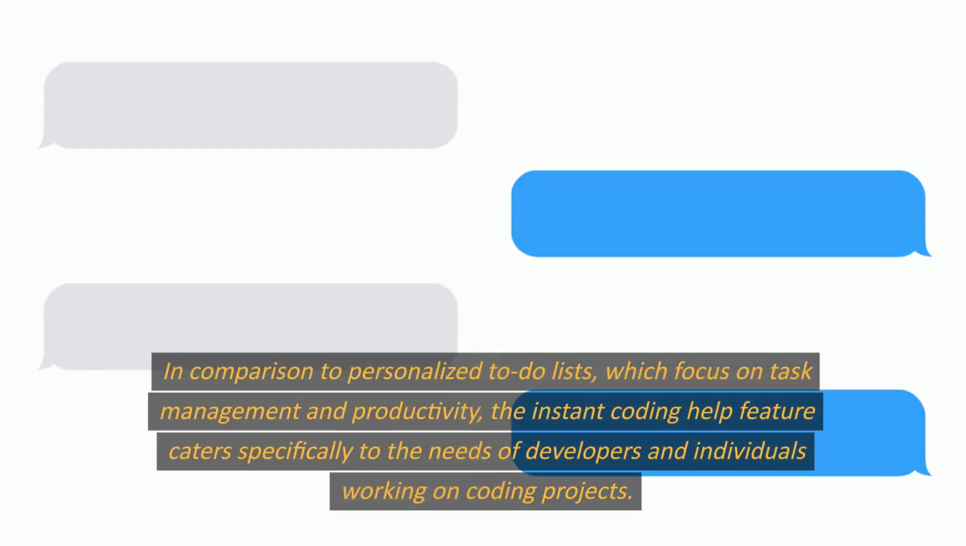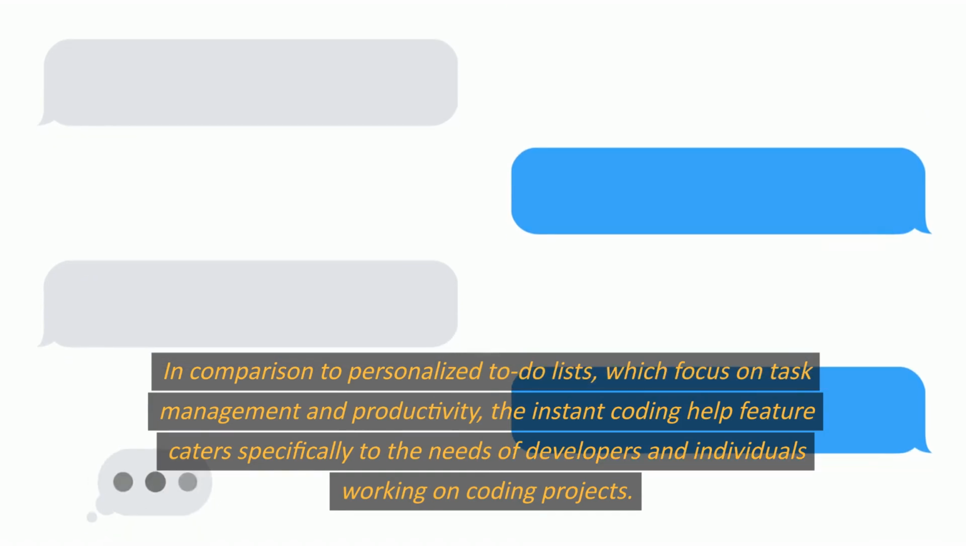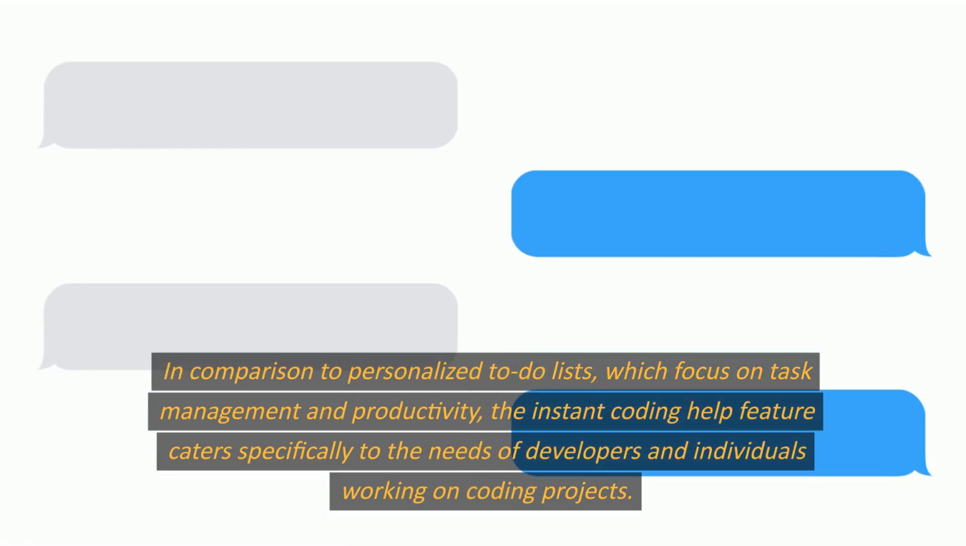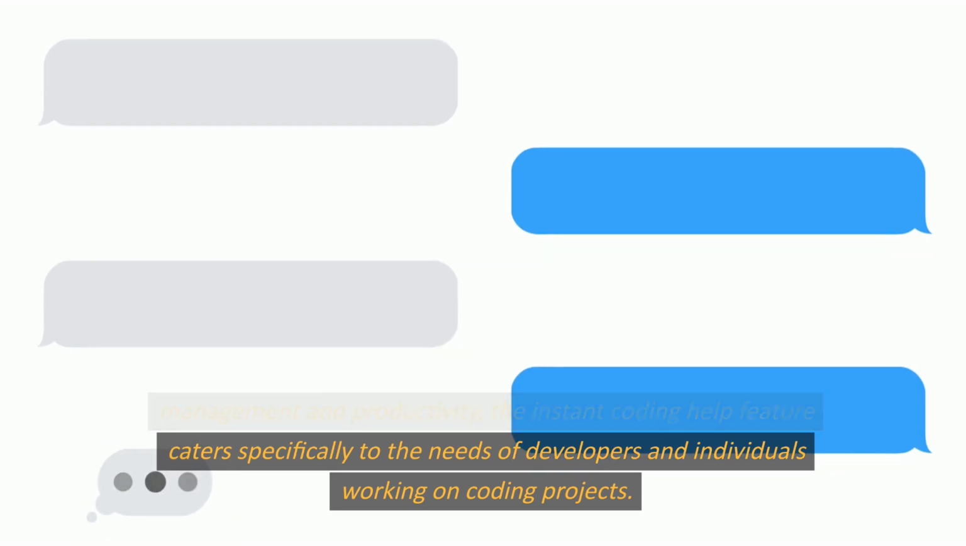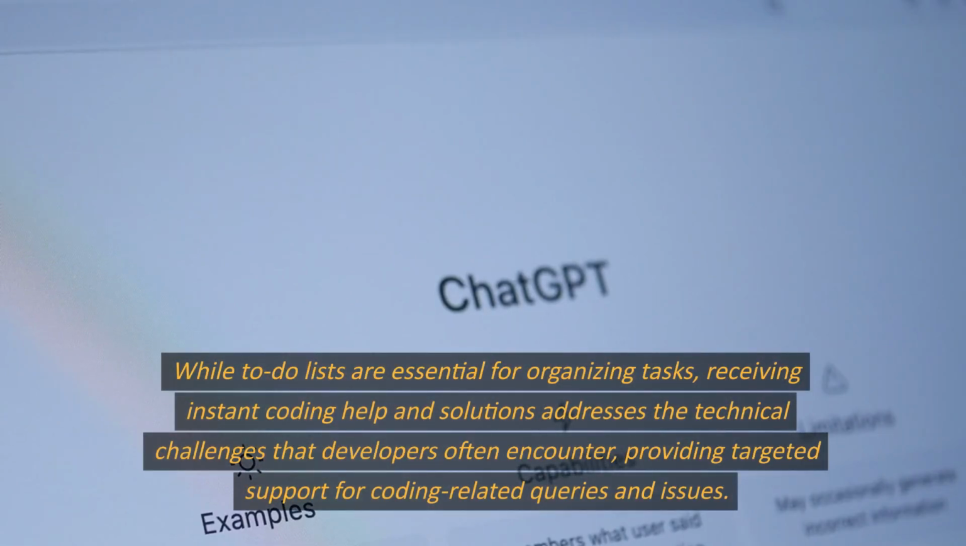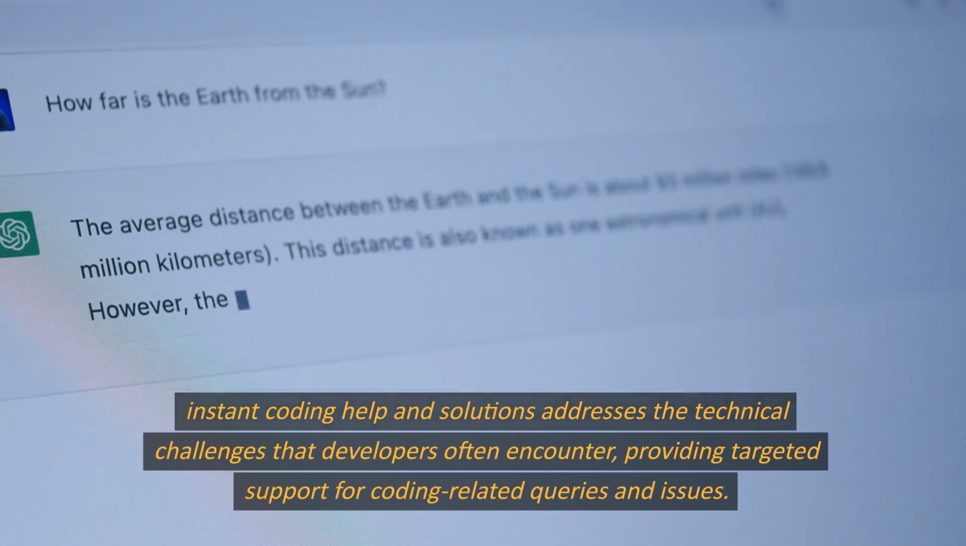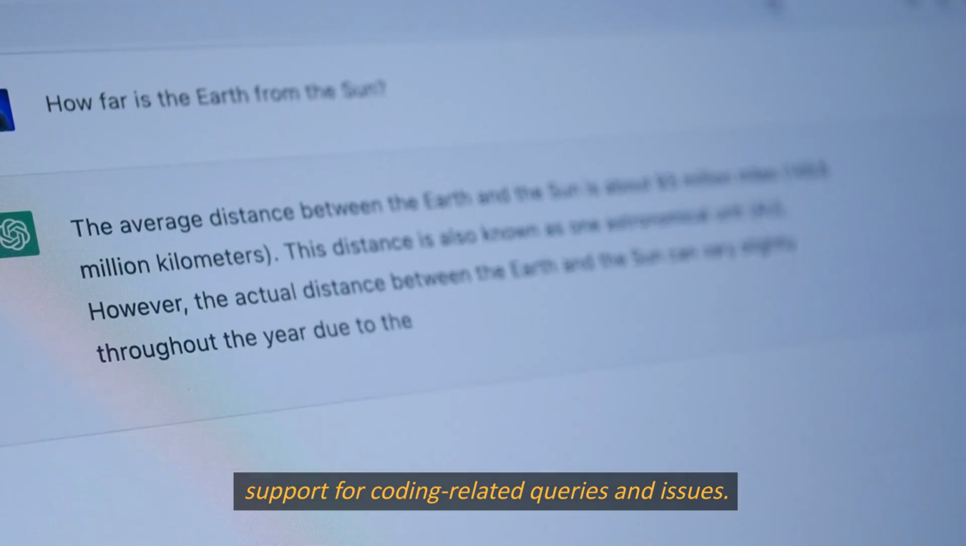In comparison to personalized to-do lists, which focus on task management and productivity, the Instant Coding Help feature caters specifically to the needs of developers and individuals working on coding projects. While to-do lists are essential for organizing tasks, receiving instant coding help and solutions addresses the technical challenges that developers often encounter, providing targeted support for coding-related queries and issues.